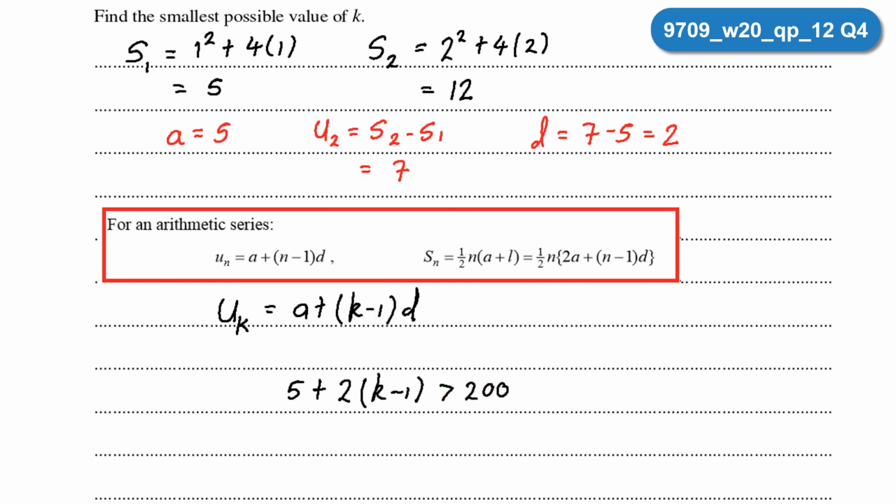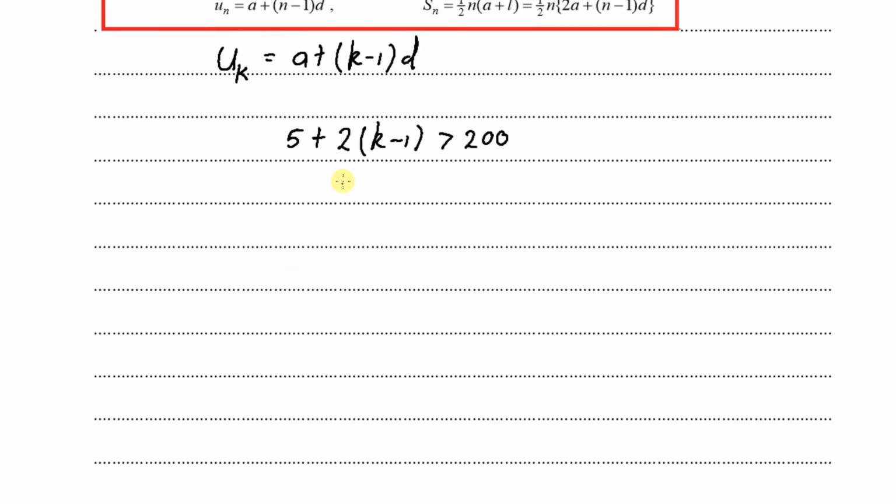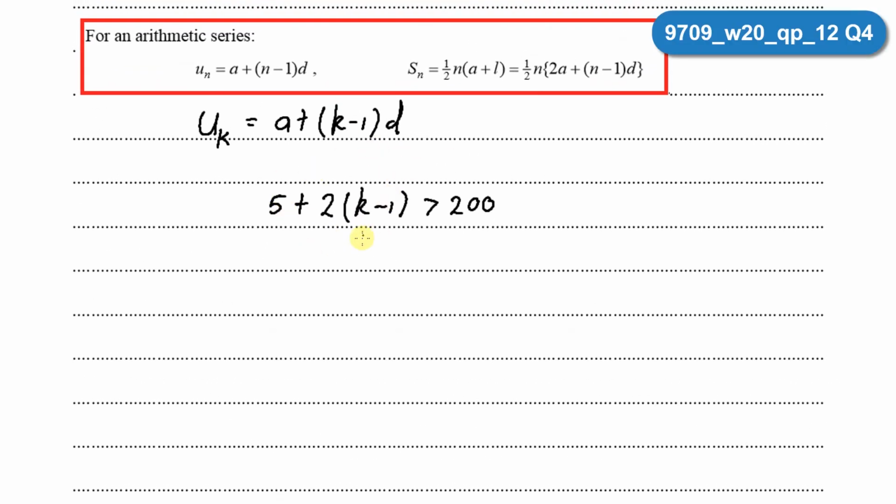So let's simplify this. Subtracting 5 from both sides, on the left side we're left with 2k minus 2, and that's greater than 195. And if we add 2 to both sides, that's 2k is greater than 197. And divide both sides by 2, then k is greater than 98.5.